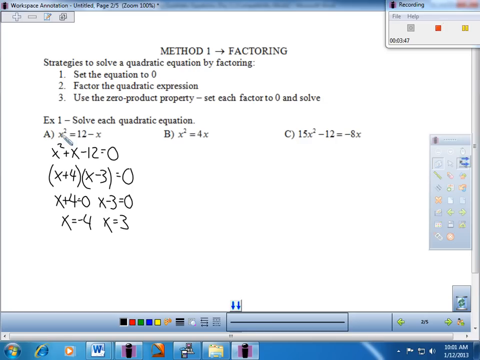And if I put negative 4 in, negative 4 squared is 16. 12 minus negative 4 is 16. If I put the 3 back in, 3 squared is 9. 12 minus 3 is 9. So these are the only 2 values that will allow us to balance that equation.